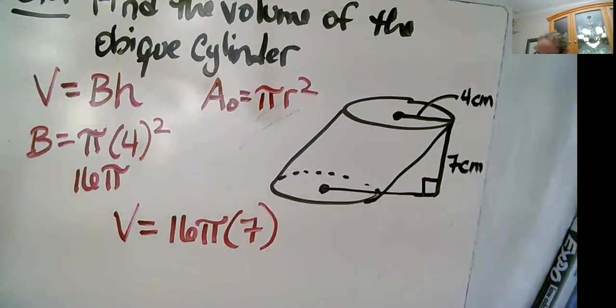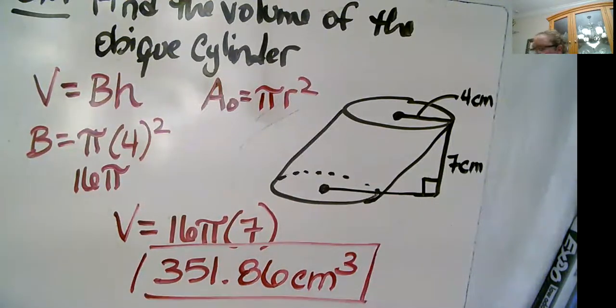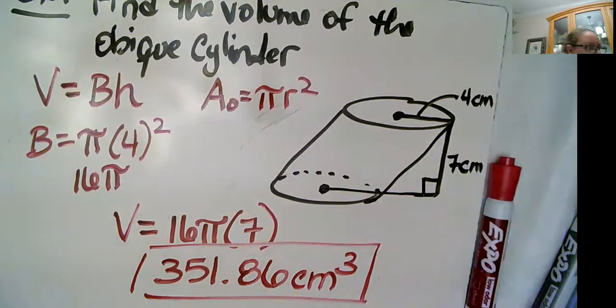So we get 16 times 7 times pi equals 351.86 centimeters cubed. Do they round? Yep. 351, yep, to the 100th place. So we have the volume of this oblique cylinder. That it? Yep, there is one more, but it's more of like a word problem.